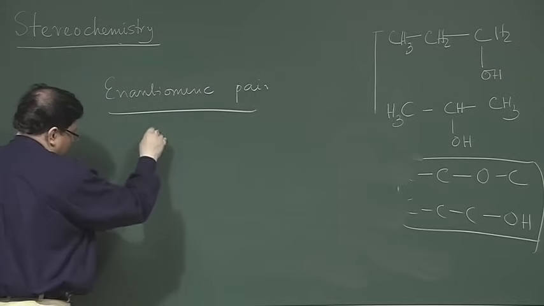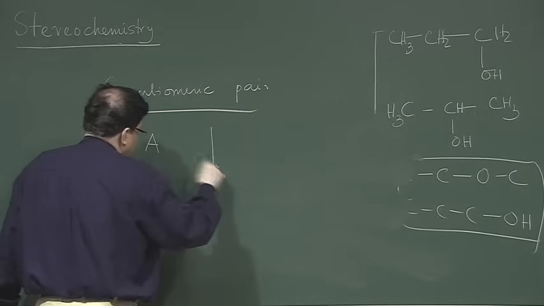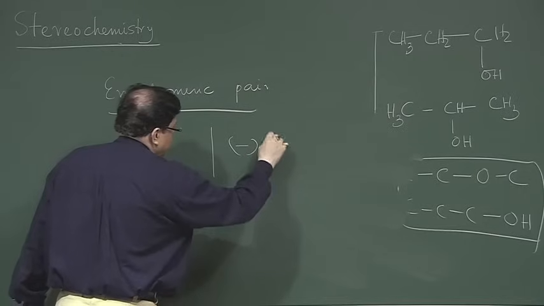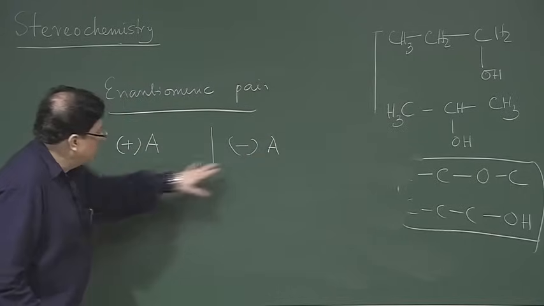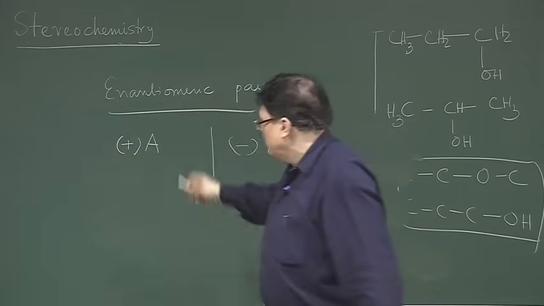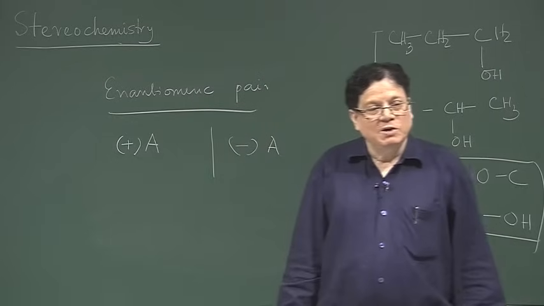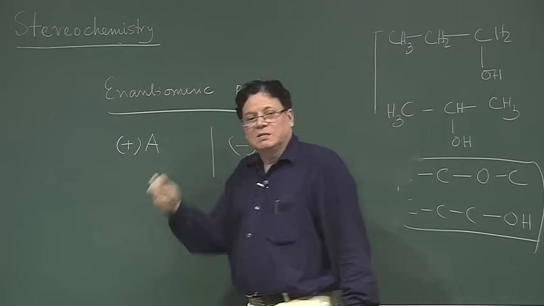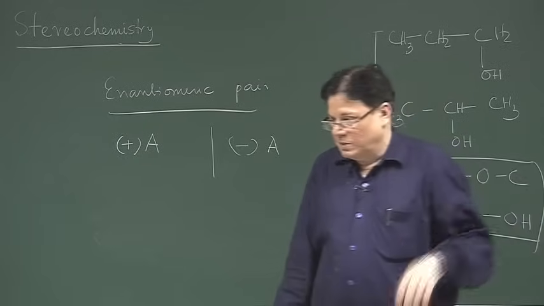So, if I have A, I can have a mirror image of A. If this has a plus rotation, the mirror image will have a minus rotation. So, they are a pair of enantiomers. Okay. So, enantiomerism is directly connected to optical activity. If you take just one enantiomer and pass light, this light will be rotated in a clockwise or anti-clockwise direction.